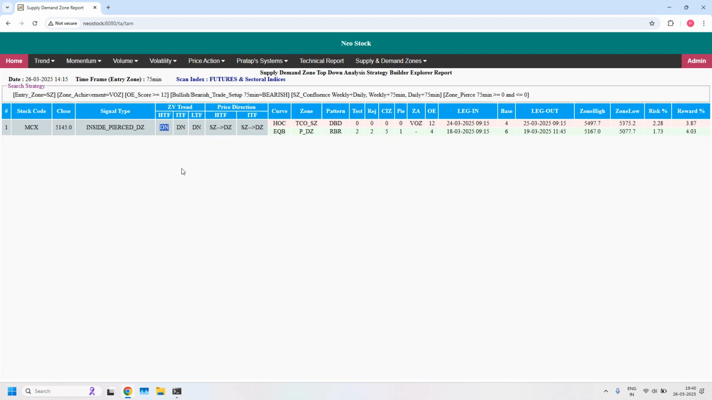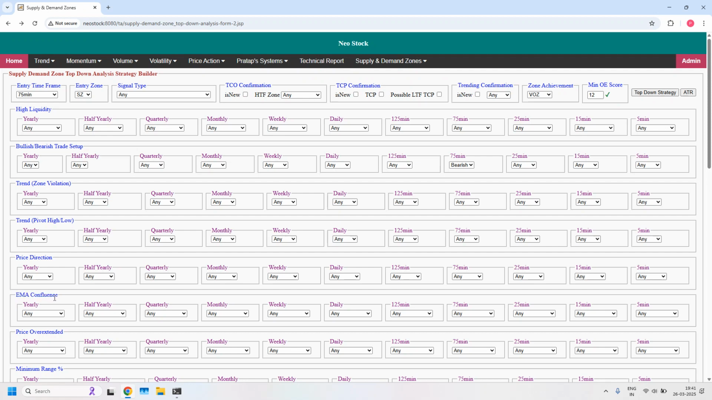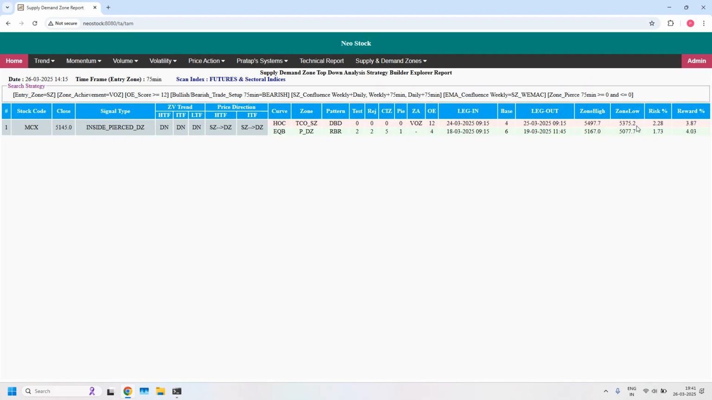But weekly trend is down, so if the weekly supply zone has weekly EMA, this stock might have an even higher probability of success. Let's verify. EMA confluence at weekly time frame, checking weekly supply zone having weekly EMA confluence. Yes, it is filtered. So this stock has an even higher probability of success. So this is about a bearish trade setup for a weekly income trade.